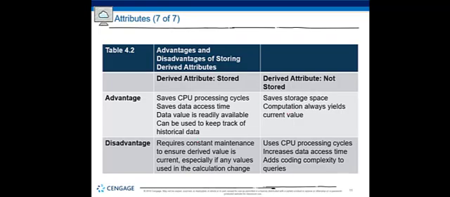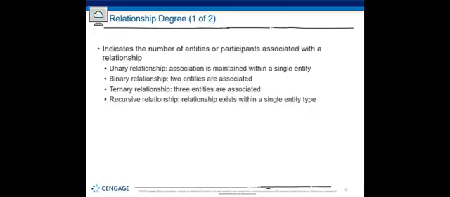The disadvantage of storing the derived attribute is you've got to always make sure you're updating that piece of data. If you don't store it, the disadvantage is you've got to process it. Well, these kind of are the opposite here. I still would usually go with not storing the derived attributes.